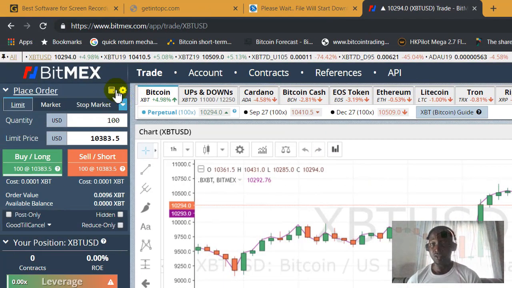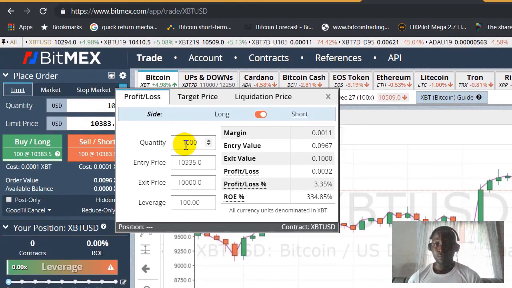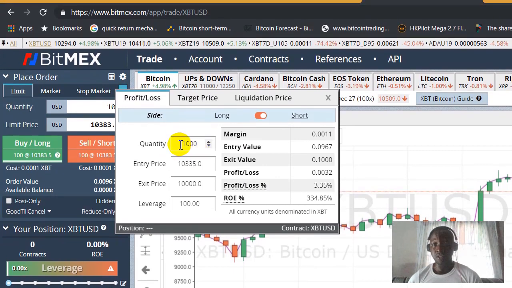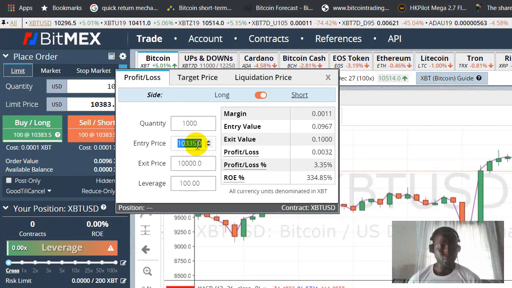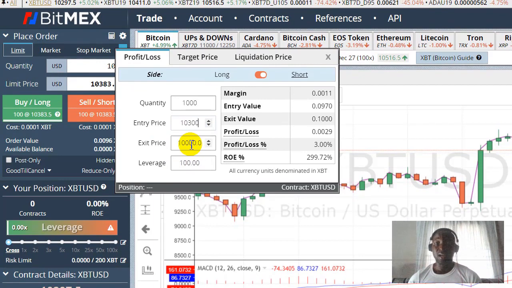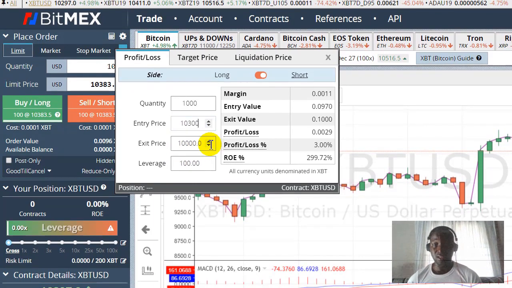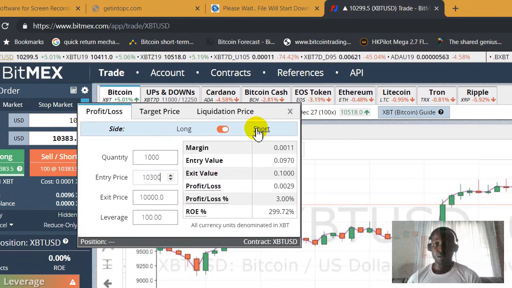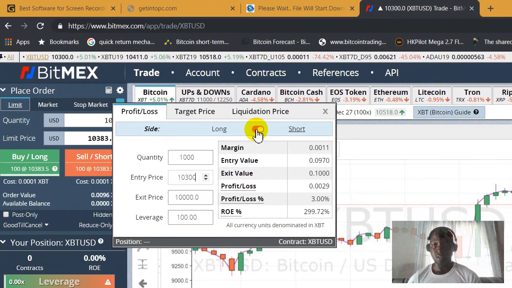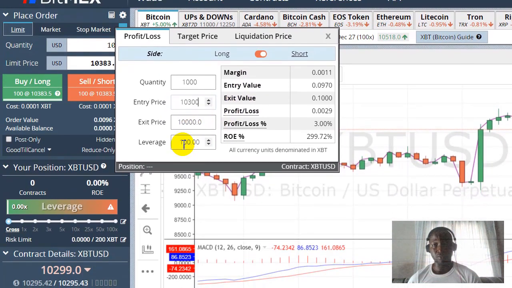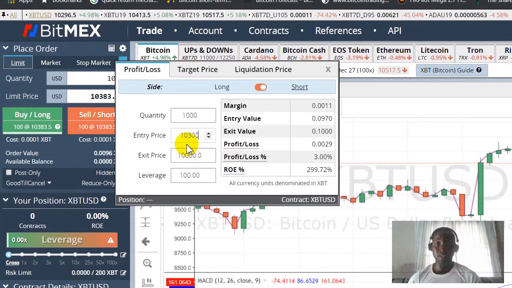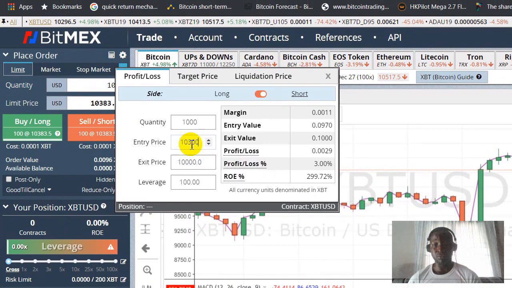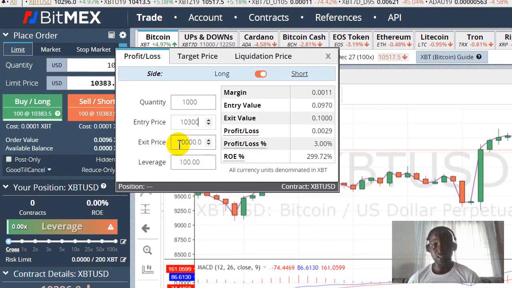Now we have a simple calculator here where we can actually click. Let's say I'm leveraging $1,000. I enter the market at 10,300 and I exit the market at 10,000, and I'm shorting Bitcoin. That's the red, at 100x leverage.